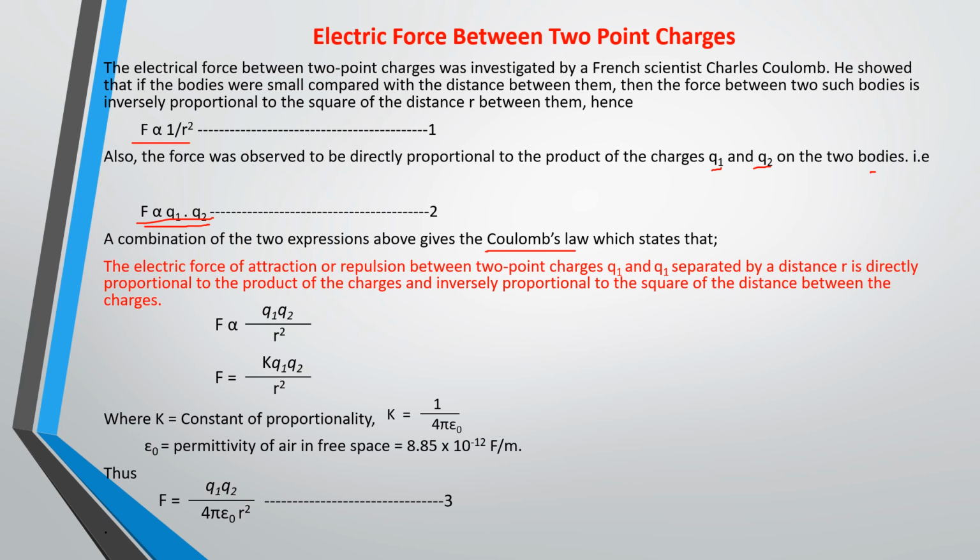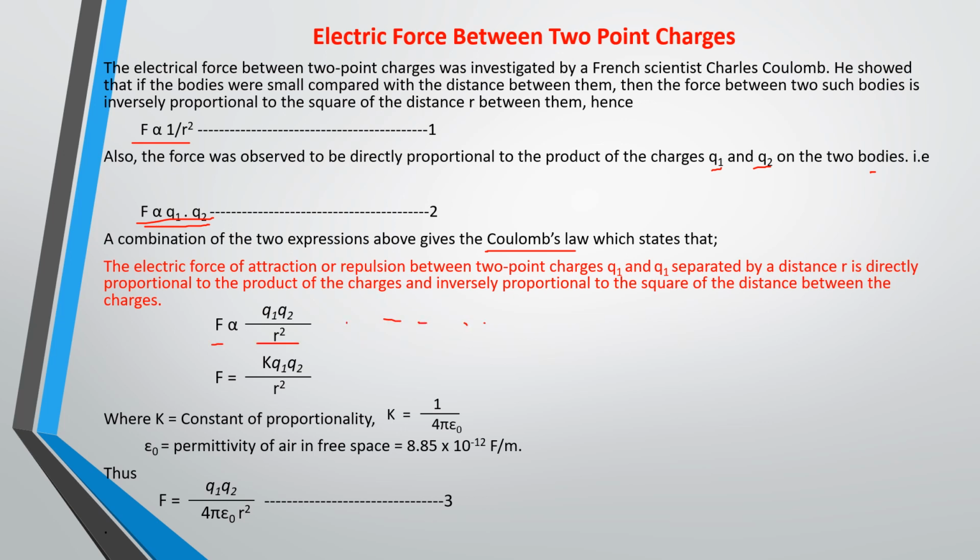Coulomb's law of electricity states that the force of attraction or repulsion between two point charges Q1 and Q2, as we've discussed, separated by a distance r, is directly proportional to the product of the charges and inversely proportional to the square of their distance apart, or the square of the distance between the two charges. That is what is stated here mathematically.